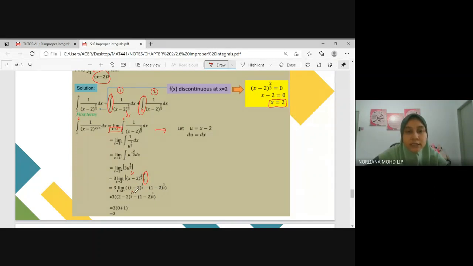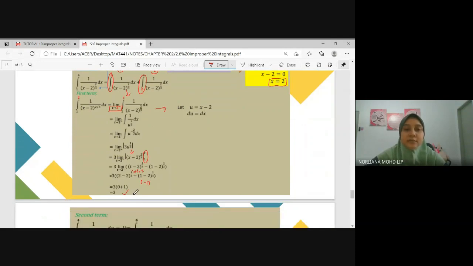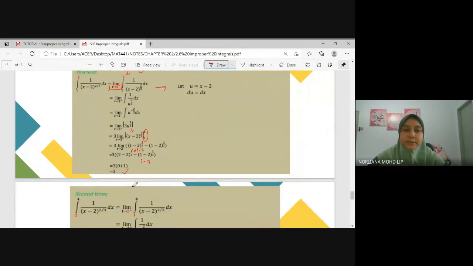Okay, then ni gantikan t equal to 2. T equal to 2. So 2 minus 2 minus, okay, 1 minus 2. So ni dapatlah 2 minus 2 0 minus, so ni minus negative 1 kan. So akan jadi plus 1. So equal to 3 untuk first term. Okay, dapat nilai ni real number. Then you all kena cari second term.